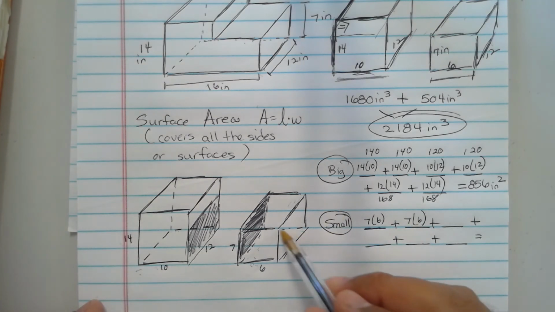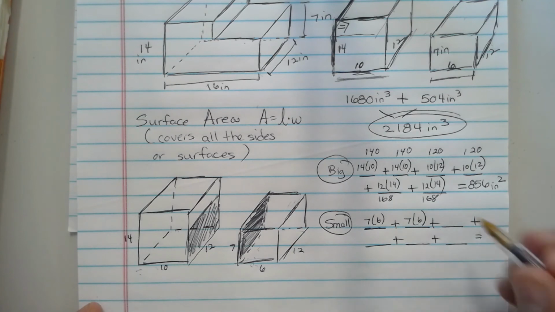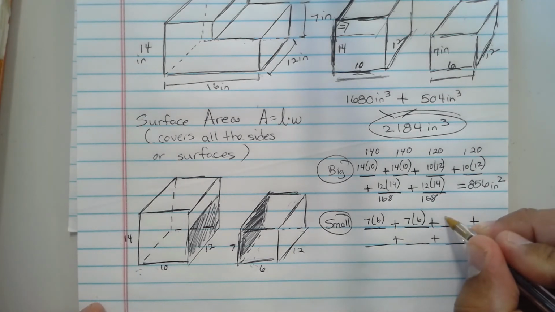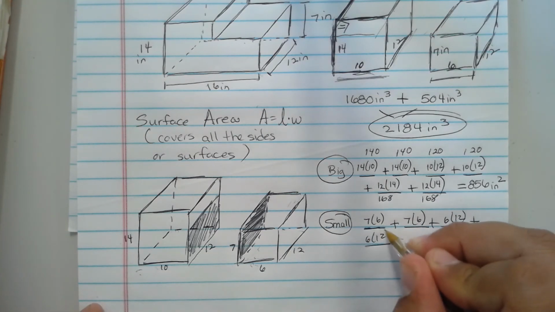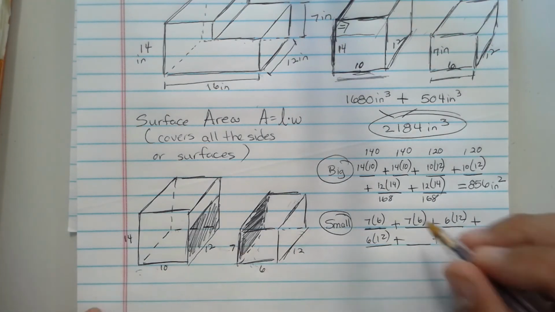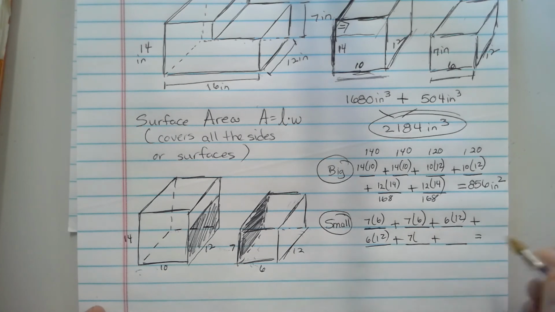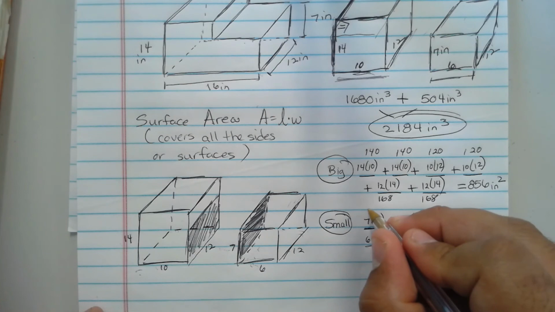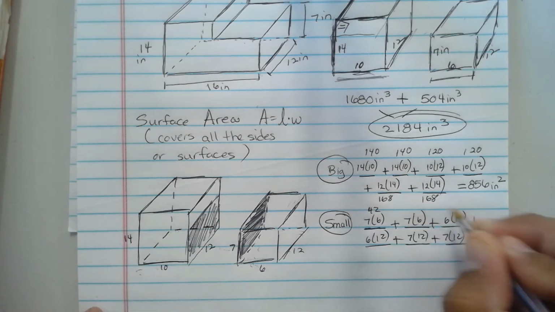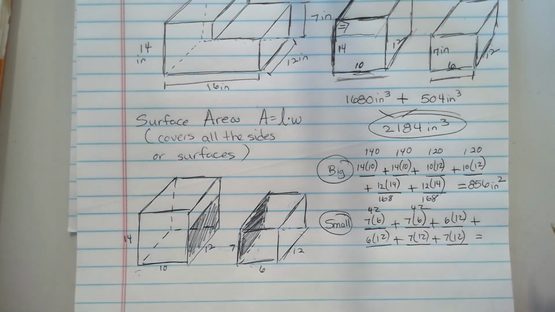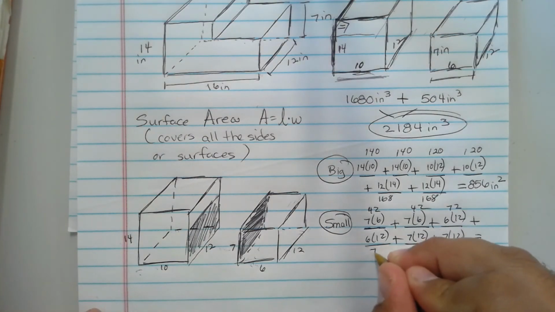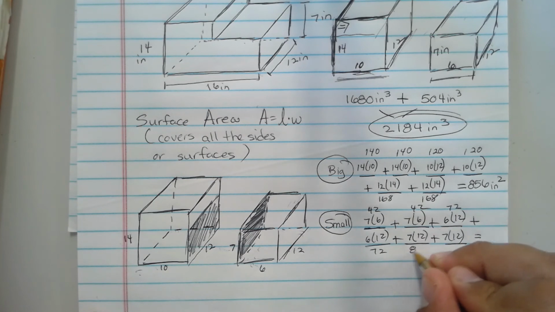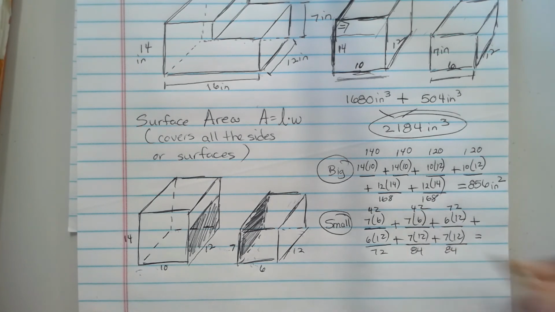Now, if we look at the bottom part and the top part, what is it? Very good. 6 times 12 and 6 times 12. And if we look at the sides, what do we have? 7 and 12, 7 and 12. 7 times 6 is 42. 6 times 12 is 72. And 7 times 12? Who could add all of these numbers up for me?